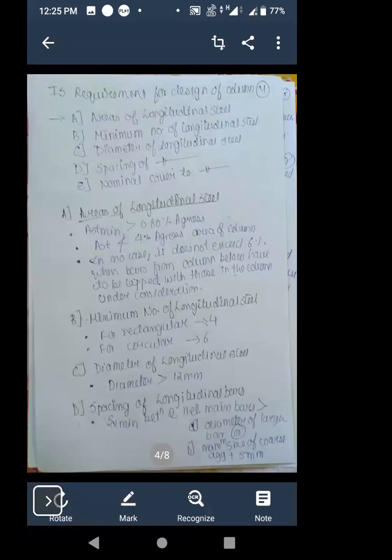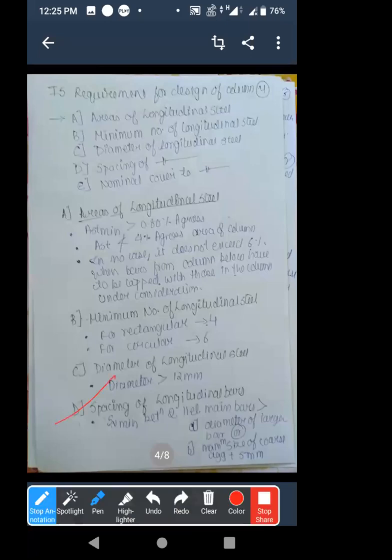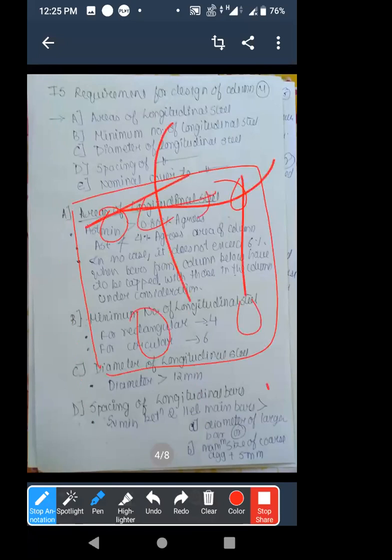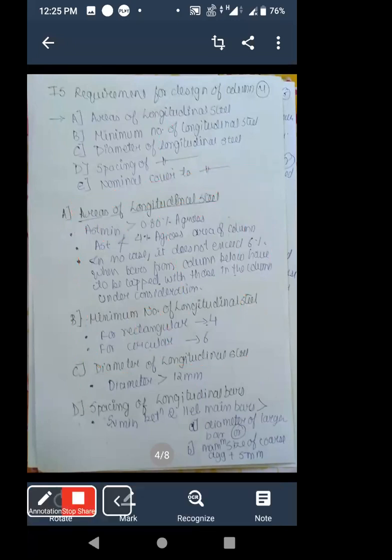Minimum spacing between two bars: if this is your column, here 1, 2, 3, 4, what is the spacing between the two parallel bars? It should be greater than the diameter of the larger bar. Whatever the size of the largest bar you have provided, the spacing should be greater than that. If you have provided 16 mm, then the spacing should be greater than 16 mm.